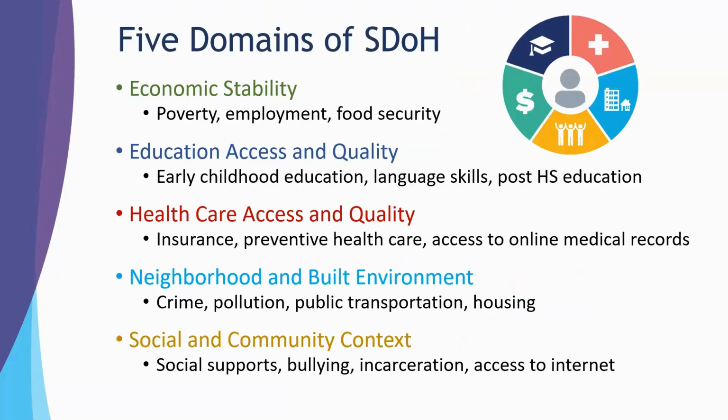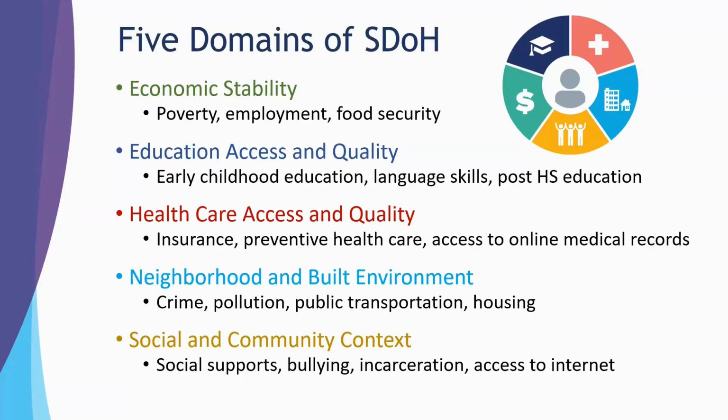The first is economic stability, and this focuses on things like housing and paying for food and employment. Policies that help people pay for essentials can improve health outcomes. Education access and quality includes things like well-performing schools and affordable colleges. We know that interventions to help children and adolescents do well in school and to help families pay for college can have long-term health benefits. Healthcare access and quality would be things like having health insurance or a primary care provider. Increasing access to healthcare professionals and improving communication can help more people get the care that they need.